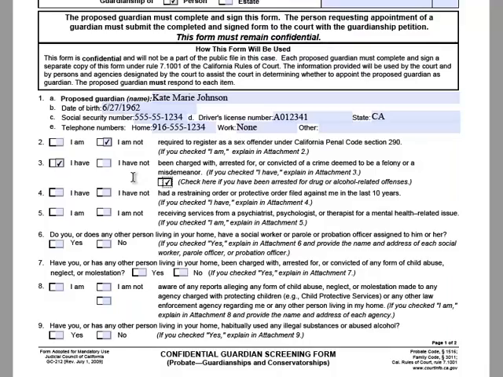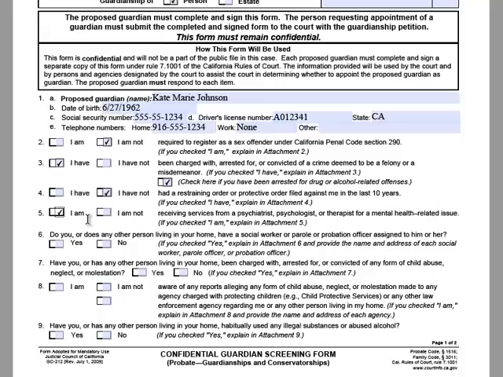Let's see. 4. I have not had a restraining order filed against me in the last 10 years. 5. I am receiving services from a psychiatrist, psychologist, or therapist for a mental health related issue. What's going on? Since my oldest child, Jesus, died in a car crash last year, I've been seeing a therapist to help with the depression. It's really good that I've been seeing her, since I'm not sure I would have been ready to tackle this guardianship if I hadn't. So an attachment for this one needs to be written as well. As you see, your explanation is very simple, and the court would much rather see someone with a treated mental health issue rather than an untreated one.